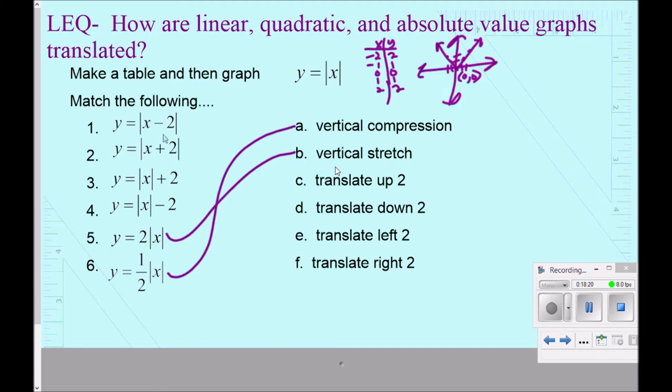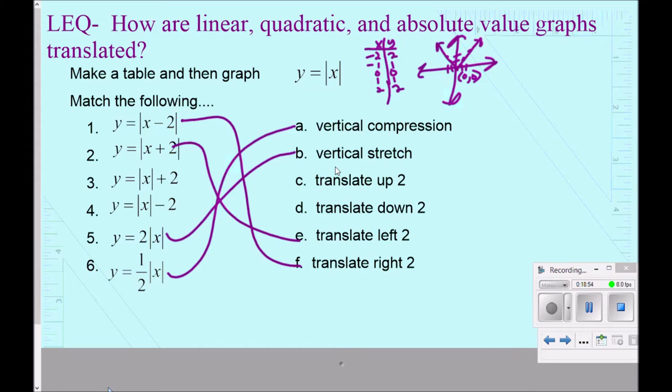when you are subtracting inside the absolute value, that is a right shift. Right shift. Okay, again, similar to linear, when we were subtracting 2, that was a right shift or down. So this is translating right 2. Okay, so if -2 inside the absolute value is right 2, then the opposite of that would be adding 2 inside the absolute value, which is going to be left 2.